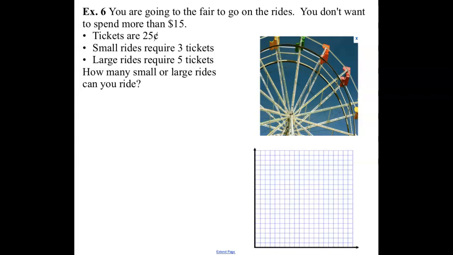We could do all small rides. We could do all large rides. Or we could do a combination of them. Yes? There's 2 things they're asking us for. How many small rides? I'm going to use an X for that. How many large rides? I'm going to use a Y for that. So on my graph, I'm going to set this up, okay, number of small rides for the x-axis and number of large rides for the y-axis.